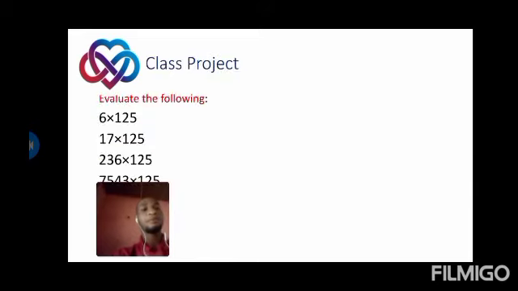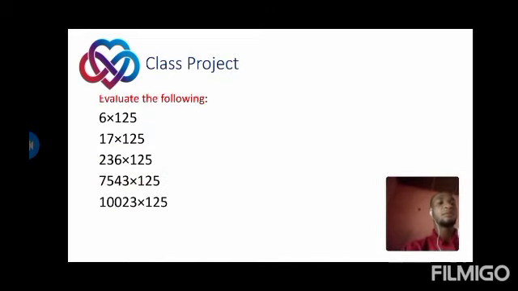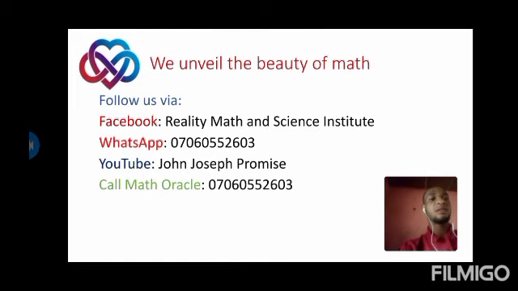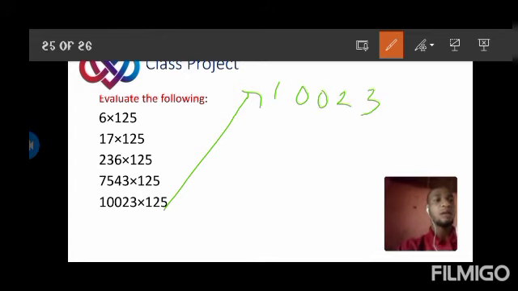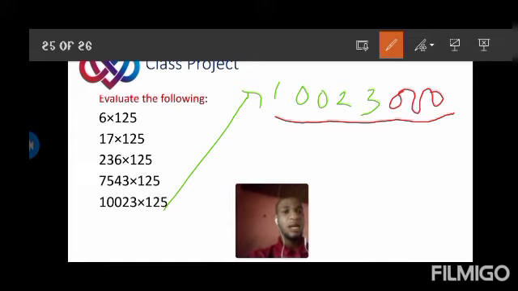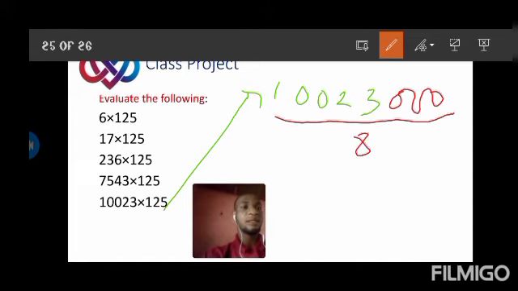So it's very simple. So let's pick one of these class projects and do. I think I would love to do the last one here. So I'll add 1 0 0 2 3. Now add how many 0 to the back now? 3. 1 2 3. Then I will divide by 8. So let's quickly do this.